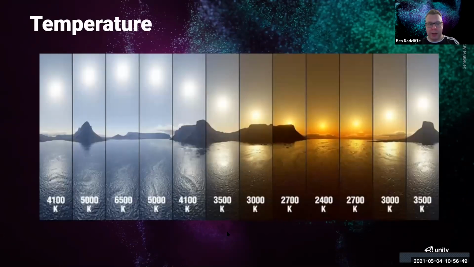So I found this online. I thought this was really great, where it shows you the temperature of the lighting by time of day, where you can see at sunset it's really warm, and at midday it's rather neutral or cool.